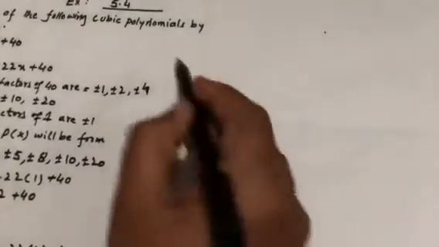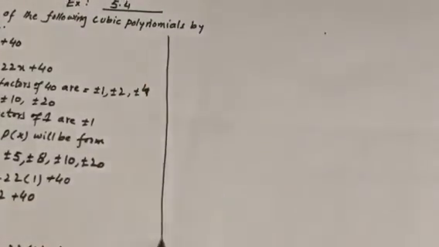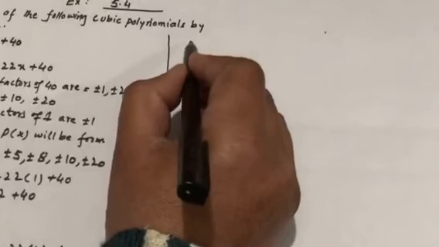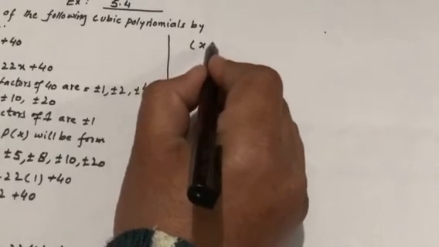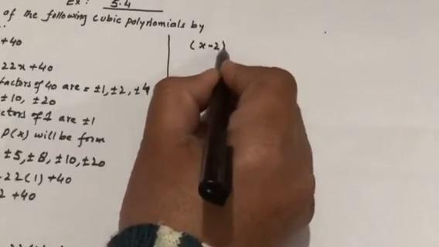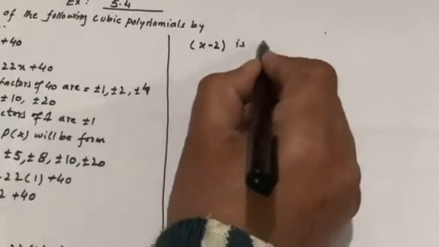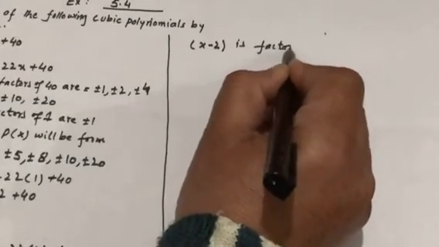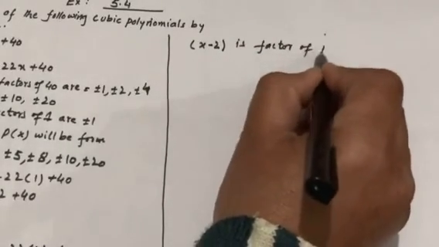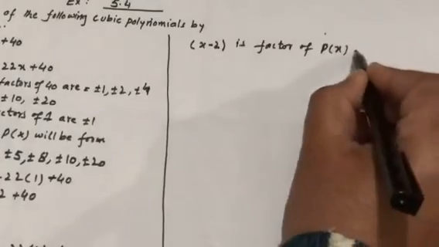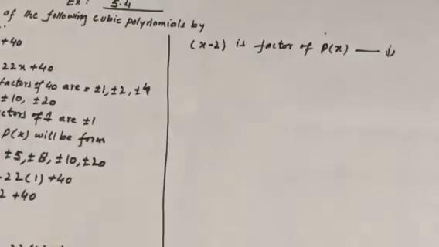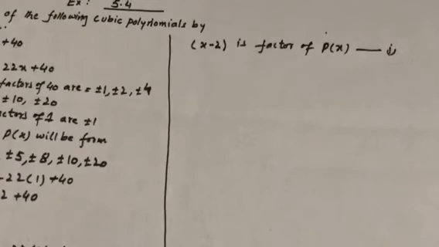So the first factor becomes x minus 2. So it is a factor of p of x. So it is the first factor of the cubic polynomial.